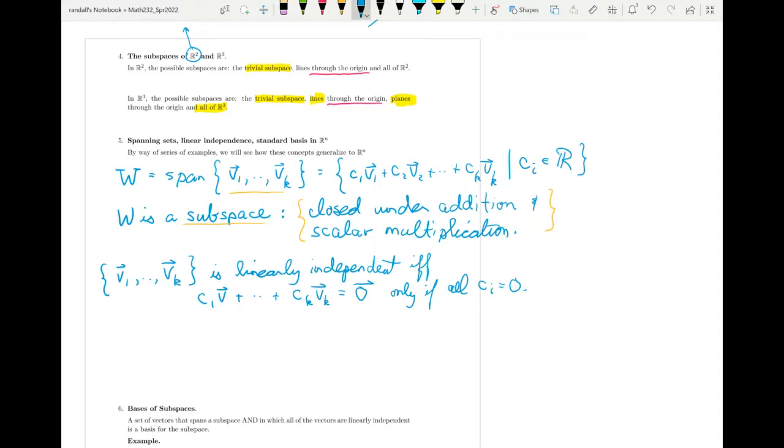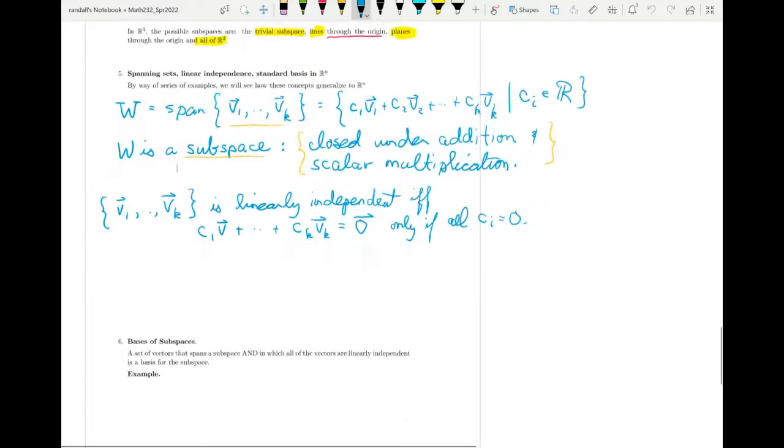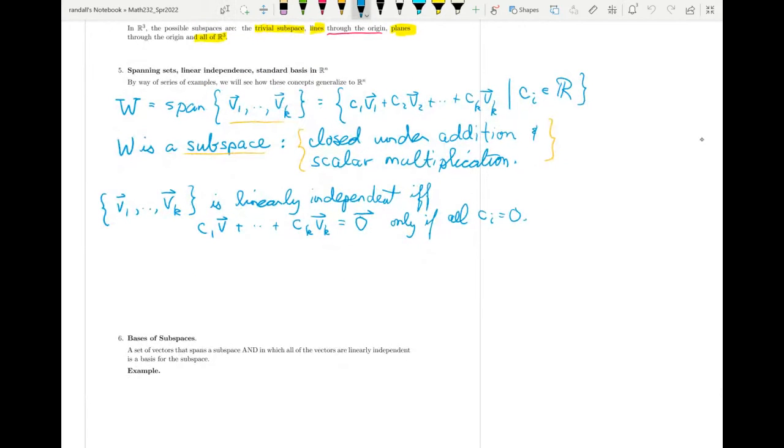It's linearly dependent then if there exists a set of scalars not all being zero. So at least one of the C's is non-zero, at least one, but whose sum is zero. Then it's linearly dependent. And we saw the consequences of that. So linearly independent, same definition. And then the standard basis in Rn.